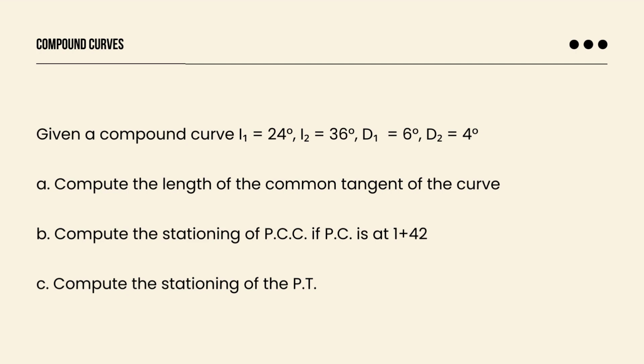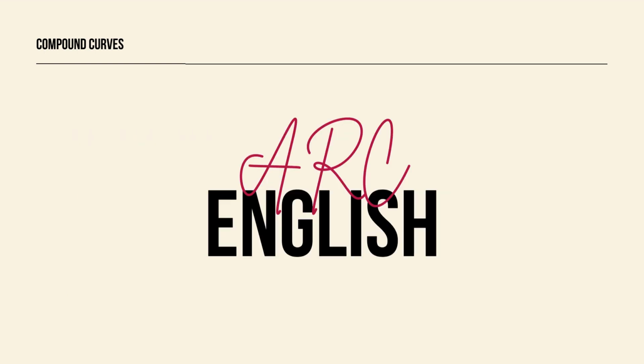Next, let's solve the same problem using the English system. So our problem now would be, given the compound curve I sub 1, 24 degrees, I sub 2, 36 degrees, D sub 1, 6 degrees, and D sub 2, 4 degrees. A. Compute the length of the common tangent of the curve. B. Compute the stationing of PCC if PC is at 1 and 42. C. Compute the stationing of the PT.